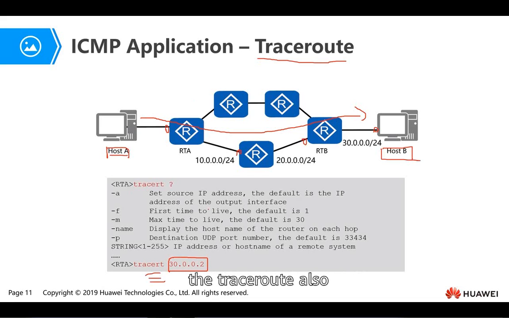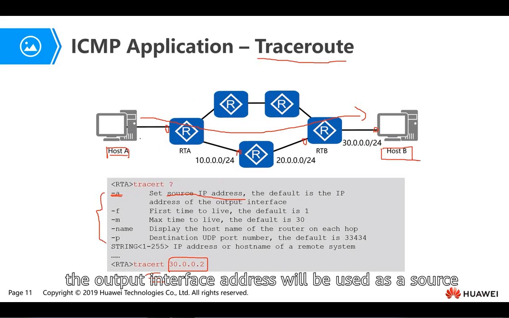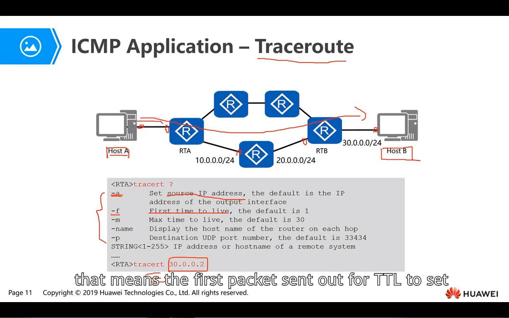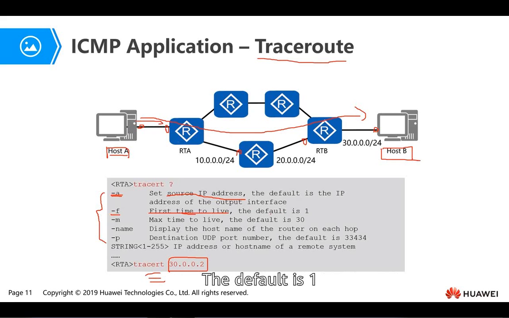Of course, trace route also has different options. The -A means to set the source IP address, to choose the source IP address. If you do not specify this -A, then the output interface address will be used as the source. And -F means first TTL. When the first packet is sent out, the TTL is set, and the default is 1.